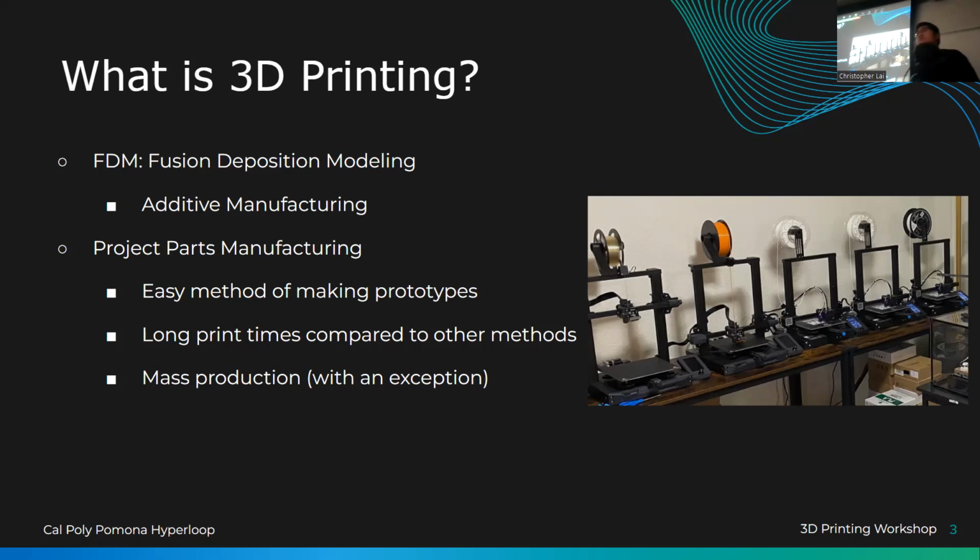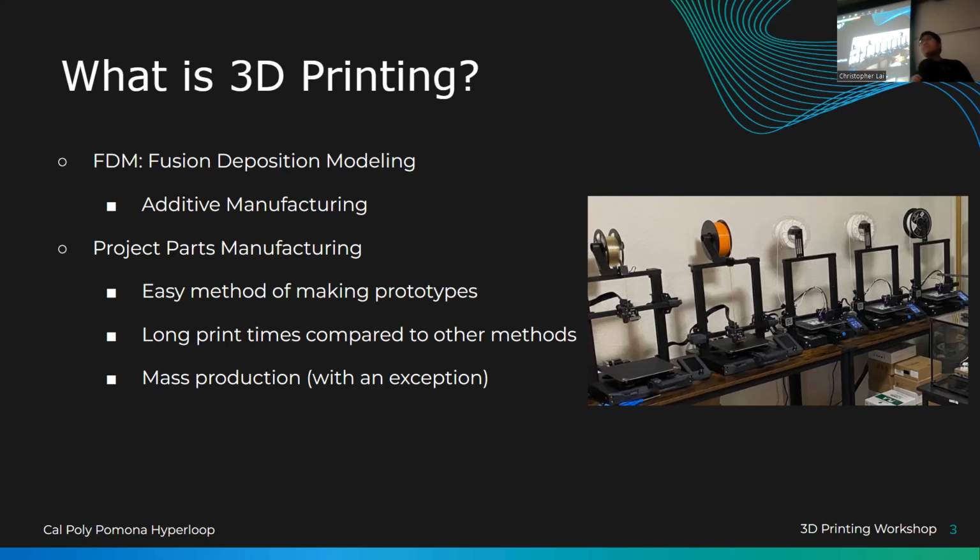But in other means, if you just want to make a robot, if you want to make some functional part of your project, you don't have to cast in plastic and make it official. You can just buy a $100 machine and do it yourself. So it's an easy way of making prototypes. But the downside of 3D printing is that it usually has long print times.